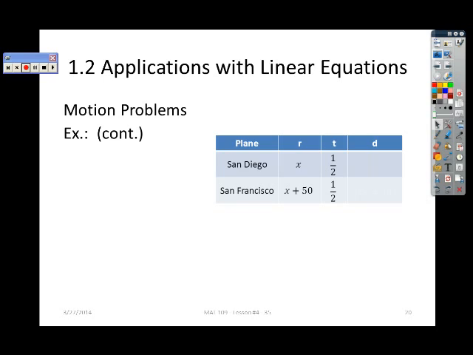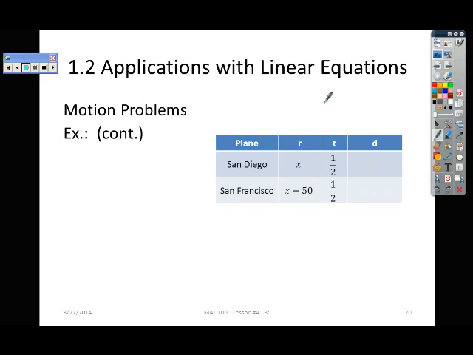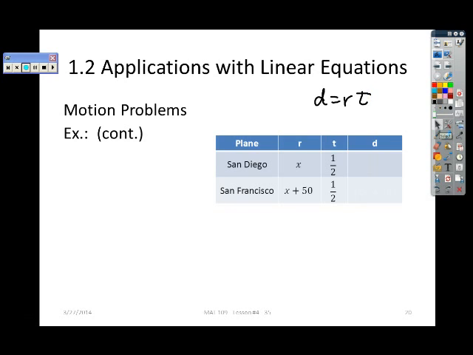But that's what the table's based on, right? We know these two things. We use that to get this. So what would I put there? Here? How about just rate times time? 1/2 times x. And here, 1/2 times x plus 50. Rate times time. Just multiply those together and get that.